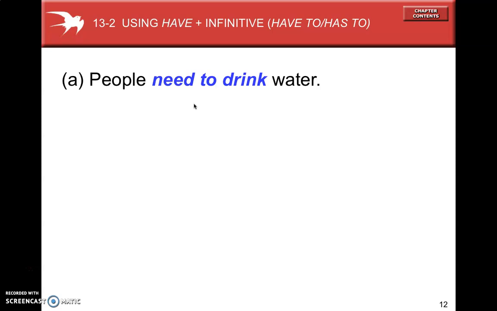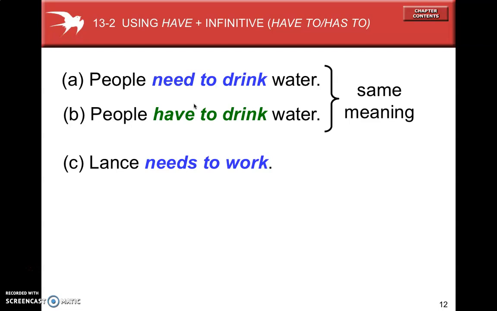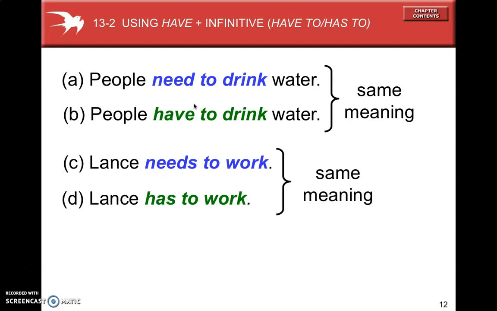People need to drink water. People have to drink water. Same meaning. Lance needs to work. Lance has to work. Same meaning. So remember, we use have for I, you, we, and they. We use has for she, he, and it. But they have the same meaning.